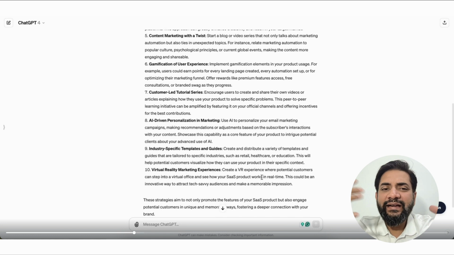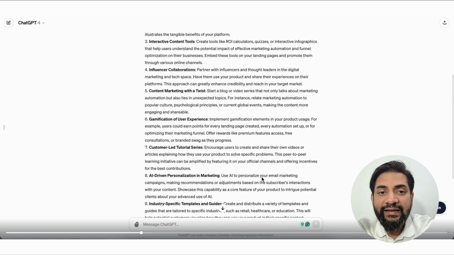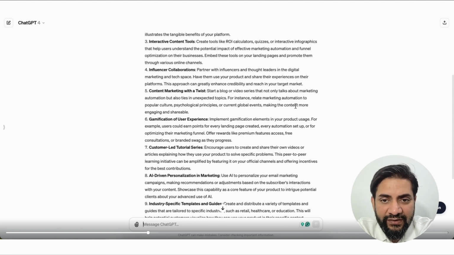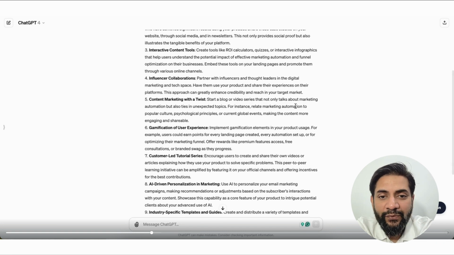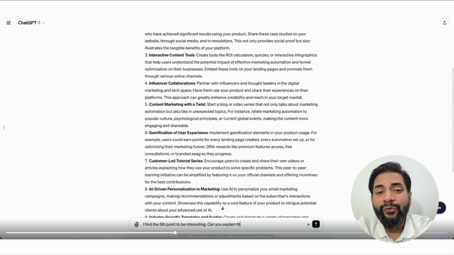So these are some of the creative ideas that ChatGPT has suggested. Now let us dig deeper into any one of the points ChatGPT has suggested, which could be content marketing with a twist. So start a blog or a video series that not only talks about marketing automation, but also ties in unexpected topics. For instance, relate marketing automation to popular culture, psychological principles, or current global events, making the content more engaging and shareable. So, like I said, I find the fifth point to be interesting.